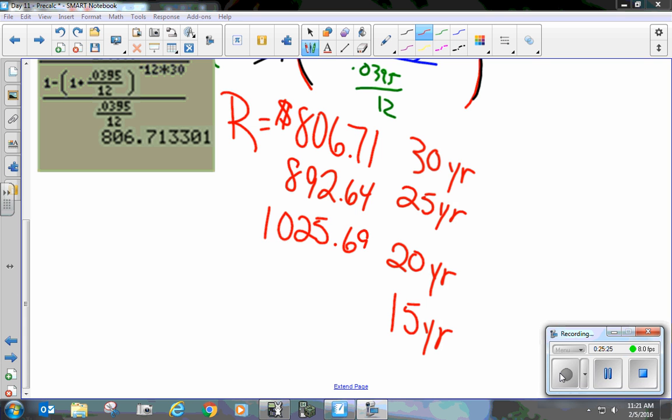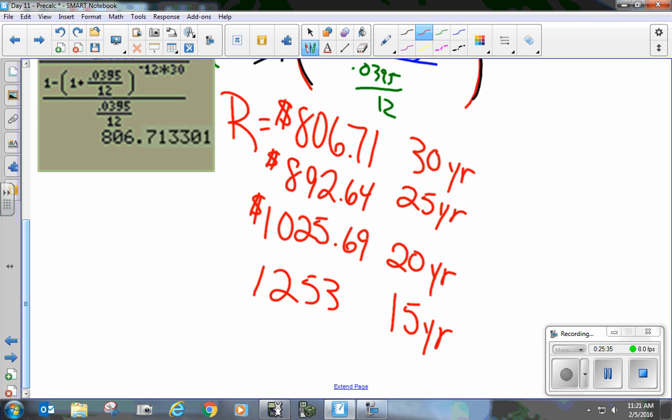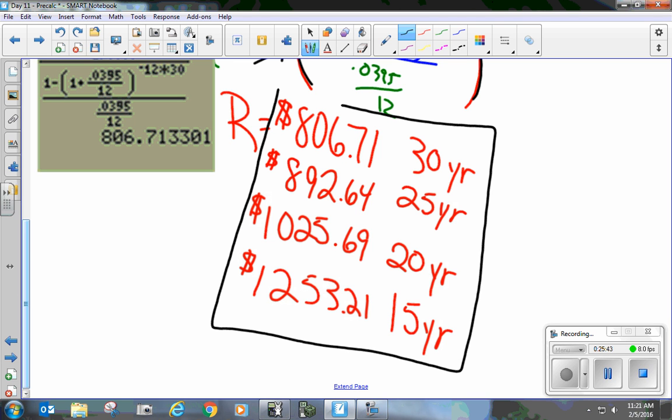$1,025. Okay. Ladies, what do we have for the 15-year mortgage? 1,253. Now look at this right here. If you're getting a mortgage, which mortgage would you rather take? 30. 30, right? Because it's only $800. I mean, look at the difference between your 30-year, what you're paying a month, and your 15-year.